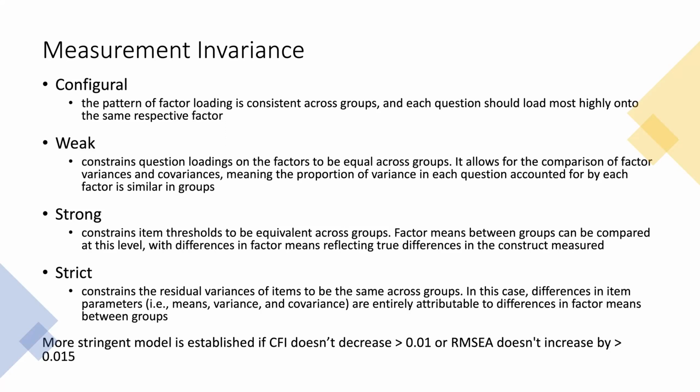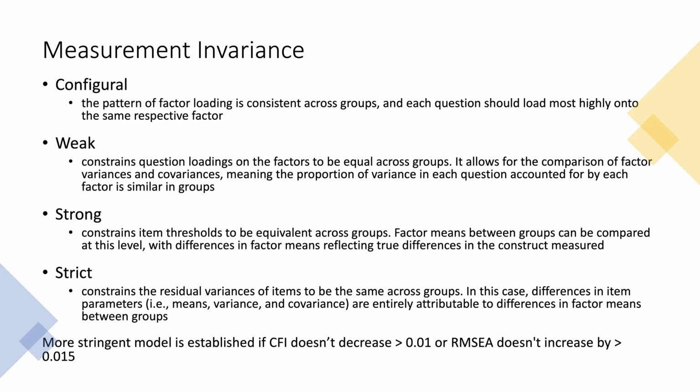groups can be compared, and then these differences in the factor means are a reflection of the true difference. So for example, if I was to compare the concussion group with the orthopedic injury group, and if I have established strong invariance, and the cognitive factor mean is a lot higher in the concussion group, that means those with concussion truly have severe cognitive symptoms after concussion. So which is something that we do want to see.